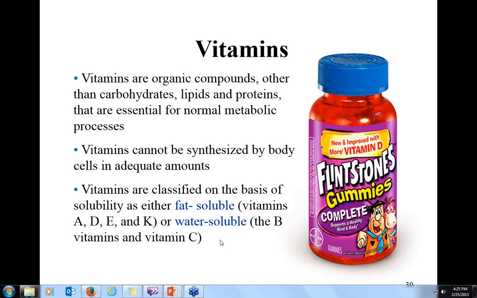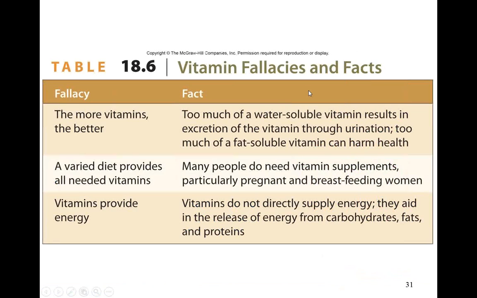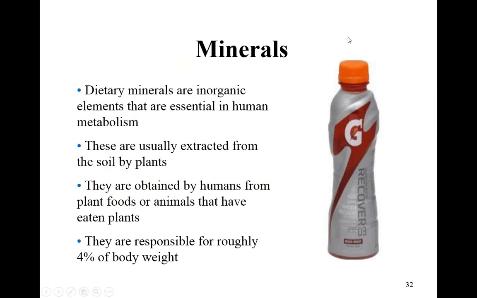So if you take a lot of vitamin B and vitamin C, you would just excrete that out through the urinary system. Here are some fallacies. Let's go through that. Okay.